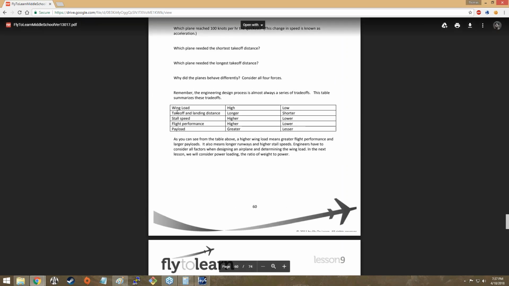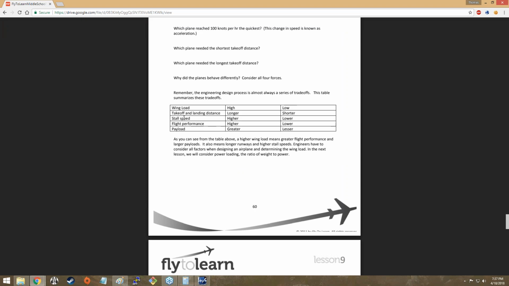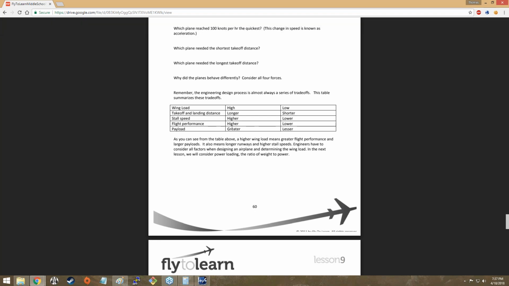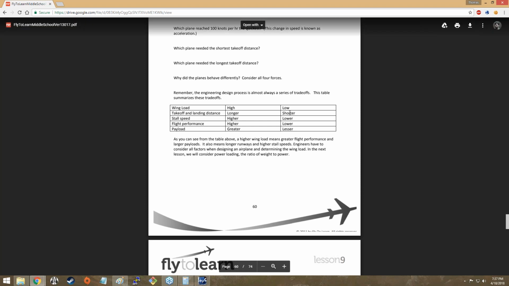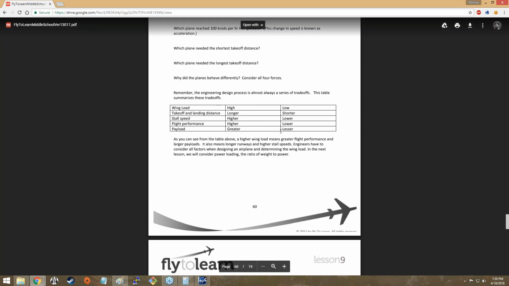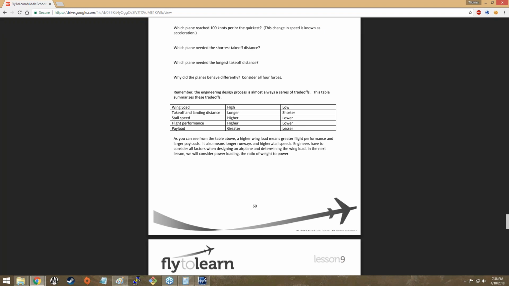So yeah, as the wing load is higher, the takeoff and landing distance is longer, the stall speed is higher. However, it has higher flight performance and it can carry a greater payload. On the other hand, a lower wing load means a shorter takeoff and landing distance and a lower stall speed, so it can fly slower before it starts running into a stall. However, the flight performance, it's not as maneuverable, and it can't carry as much.